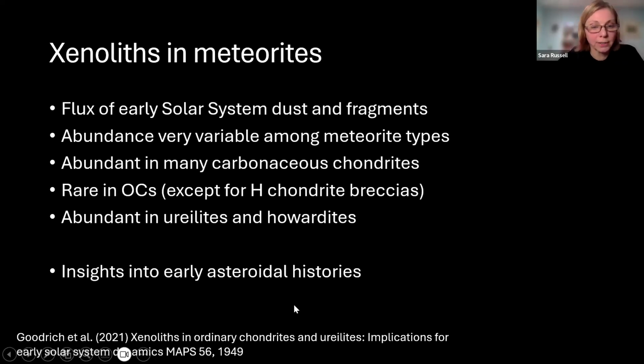Serena Goodrich and colleagues wrote this great paper about the different abundances in ordinary chondrites and ureilites, and the implications for the early solar system, basically suggesting that the ureilites have so many xenoliths because the parent body was disrupted in its early history and became a kind of rubble pile that was able to then receive xenoliths, carbonaceous xenoliths that were brought into the inner solar system during the giant planet migrations, whereas most ordinary chondrites hadn't reached that stage at that point, and so didn't get to receive this flux of material at that specific time.